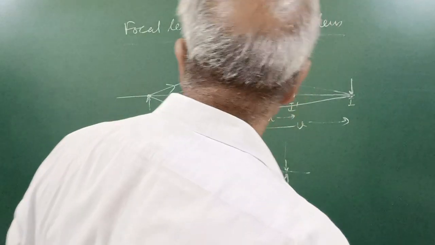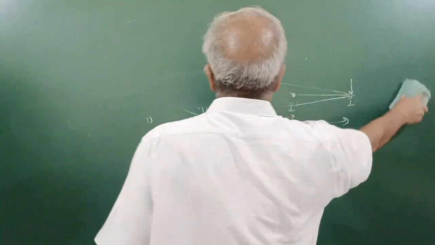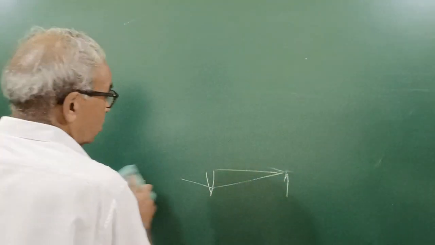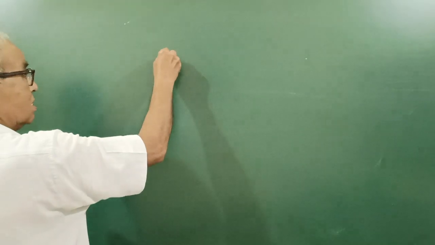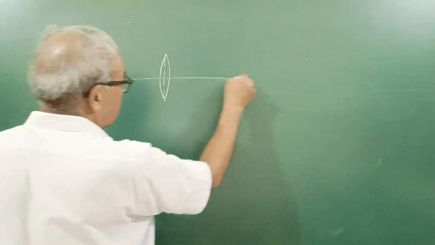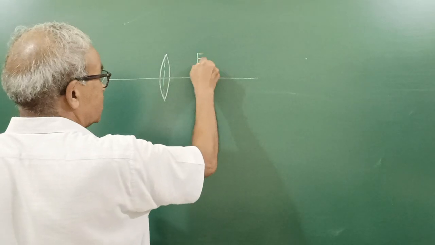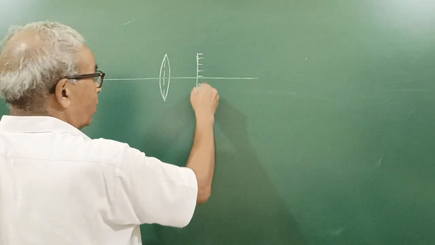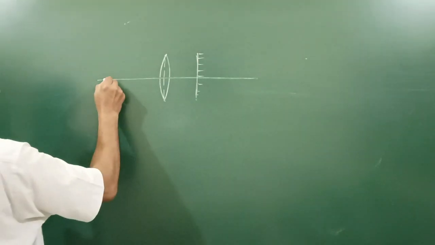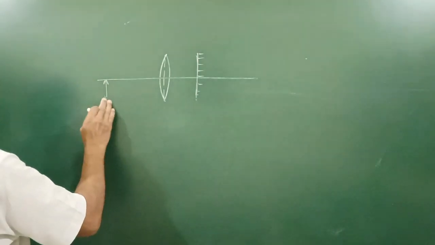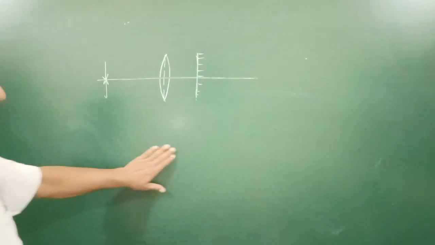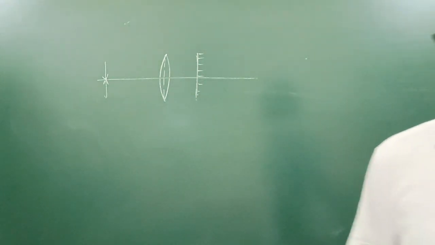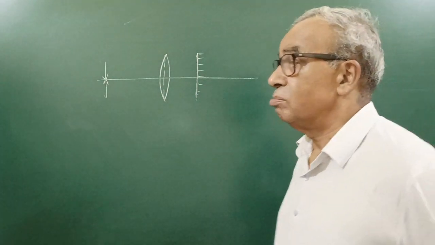Now one more situation which is very interesting and important. If I place here a convex lens on optical bench and a plane mirror here, perpendicular to the axis, I put an object here and I may get image here of same size. How is it possible?